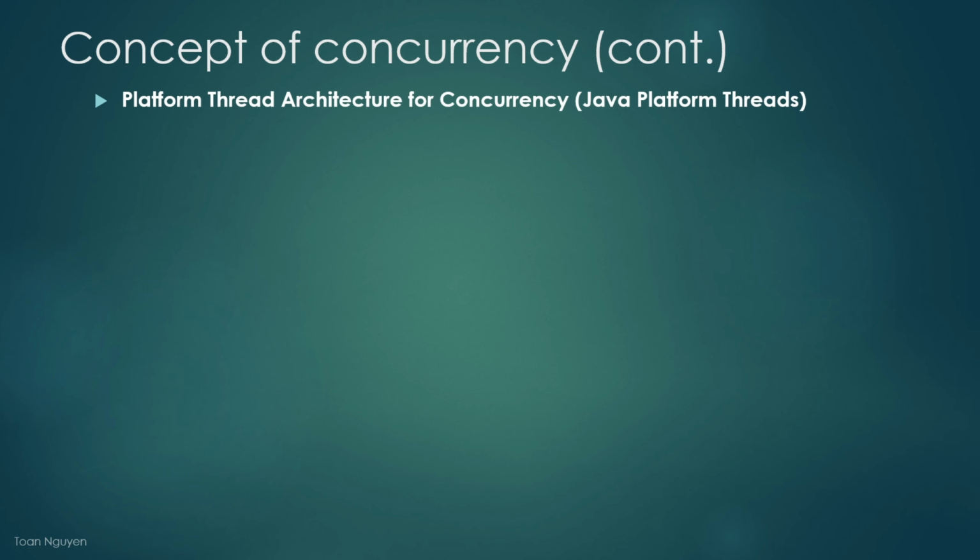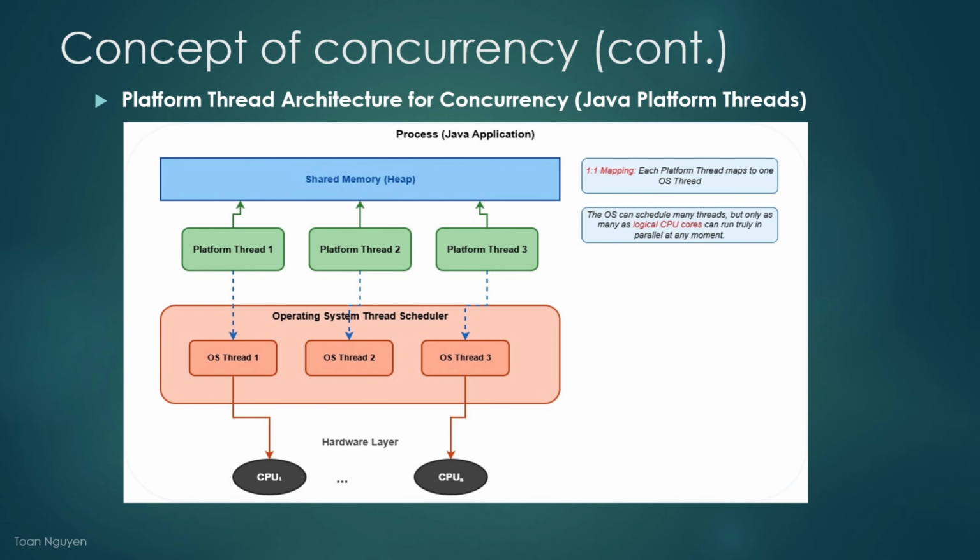Now let's move on to platform threads. Platform threads have existed since Java 1.0. The heap is where objects are allocated. Platform threads are created by the JVM of our application. OS threads are created by the operating system.